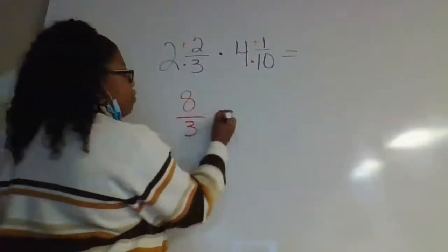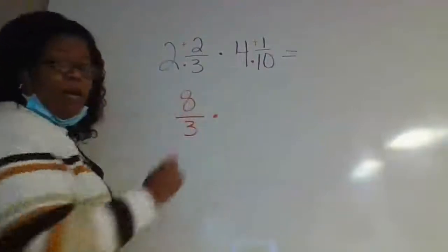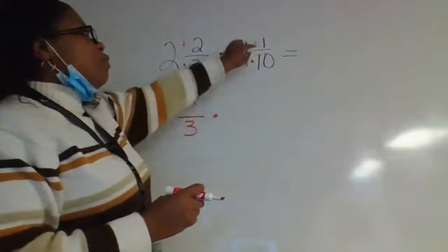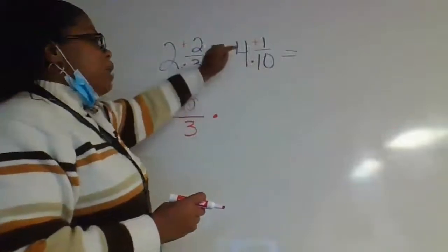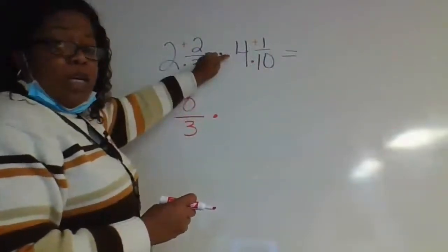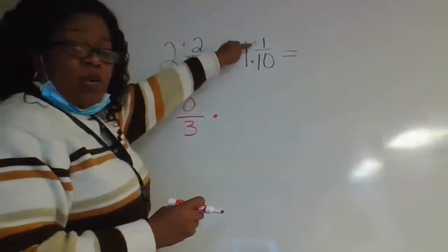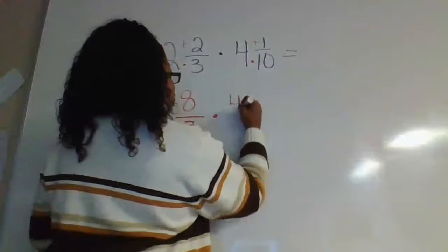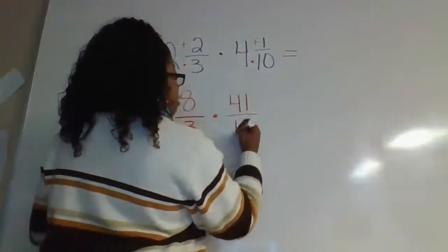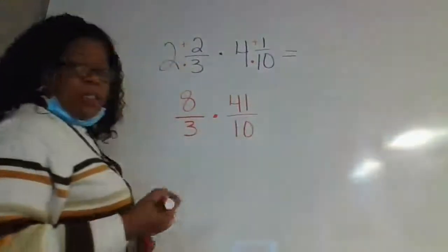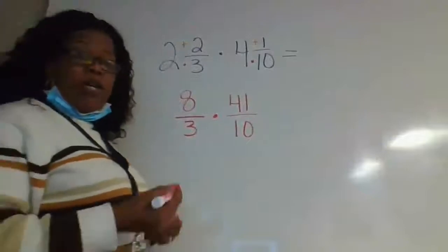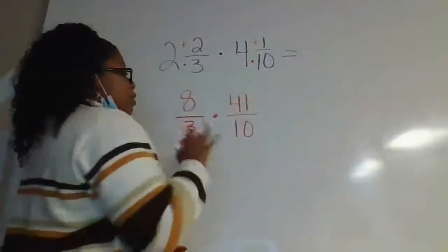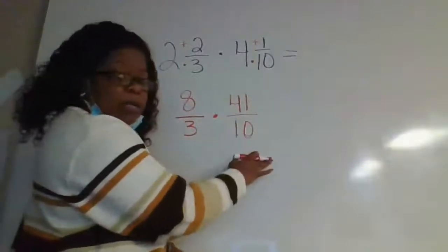We're going to do the same thing for the second fraction. Denominator 10, whole number 4, numerator 1. So 10 times 4 is 40. 40 plus 1 is 41. 41 becomes our numerator, and 10 stays our denominator. And now we are ready to multiply numerator times numerator, denominator times denominator.